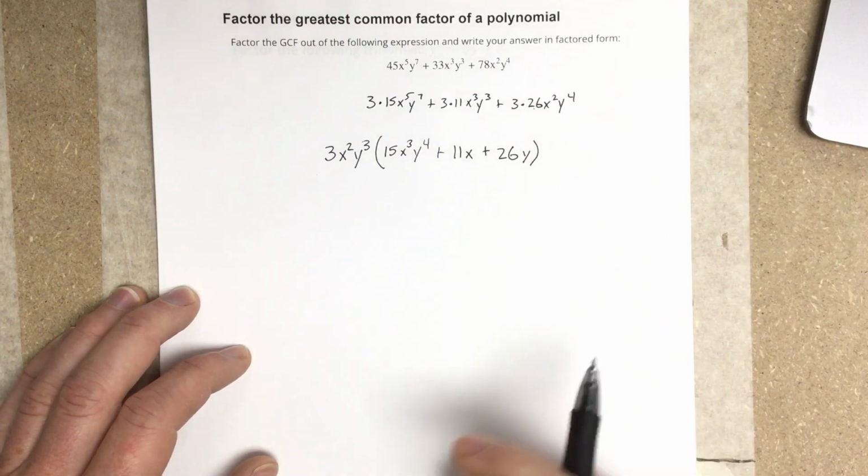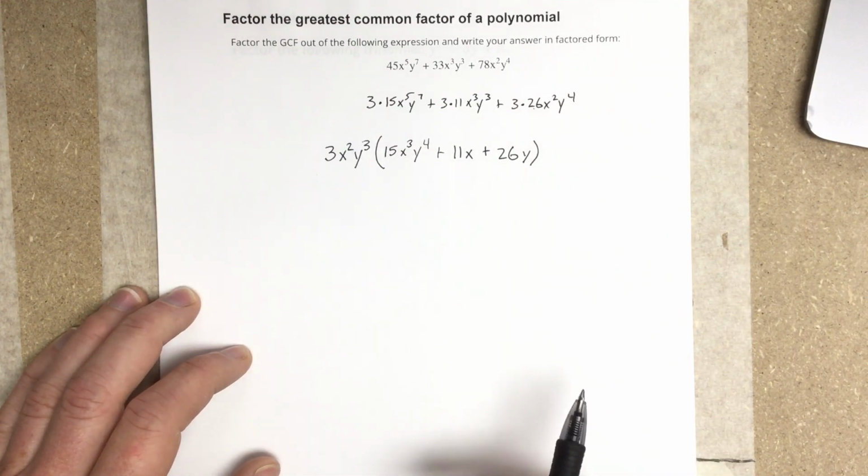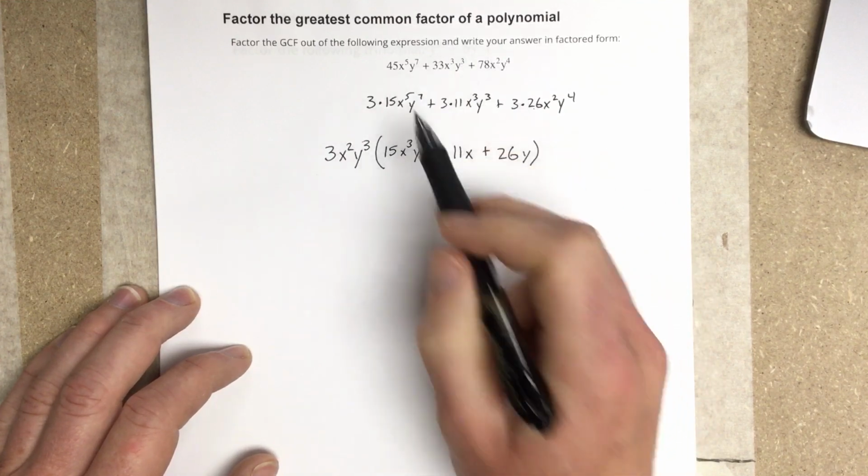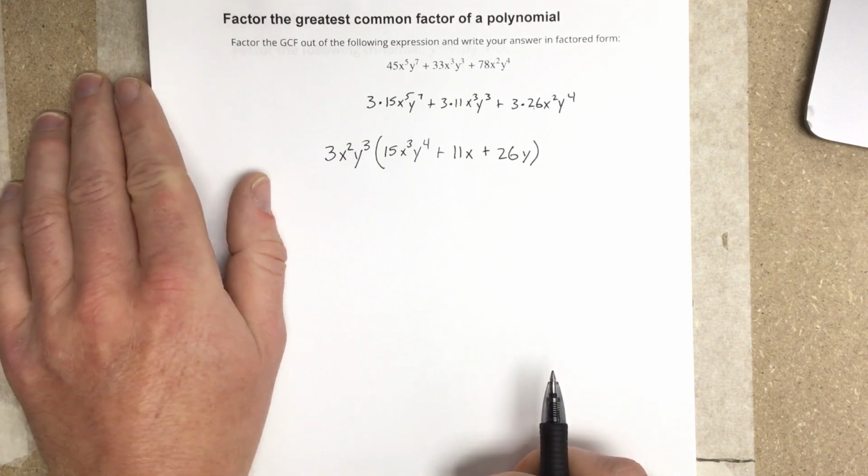And that's how you write the greatest common factor in factored form, where you factor it out and it's still being multiplied, right? We still have the same expression we started with, but it's in factored form.